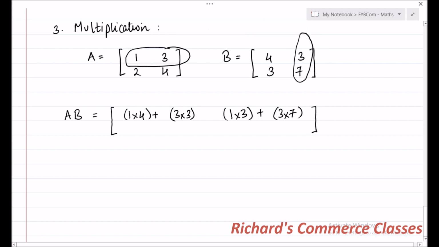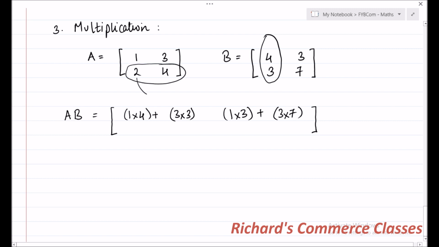Same thing you have to do for the second row. Take the second row, that is 2 and 4, and multiply it with the first column. So it will be 2 into 4 plus 4 into 3.